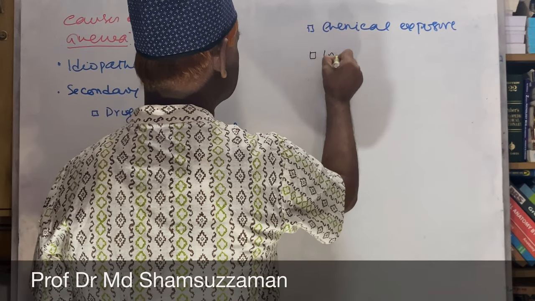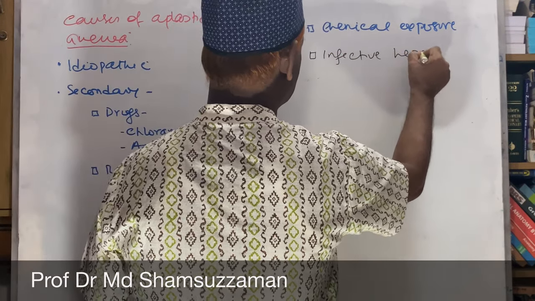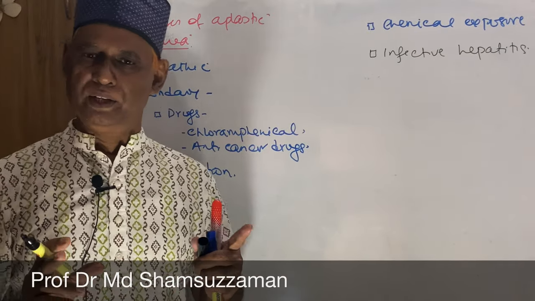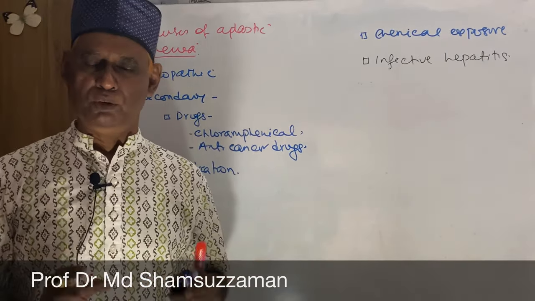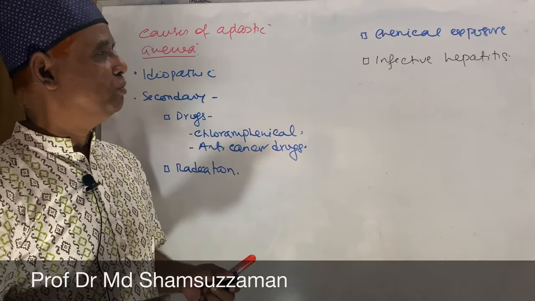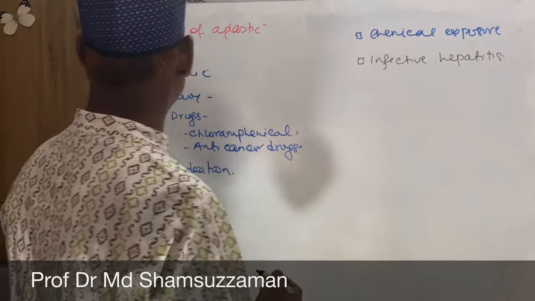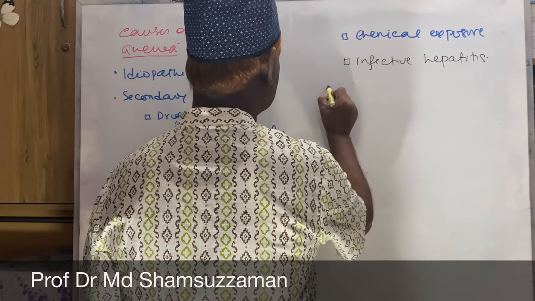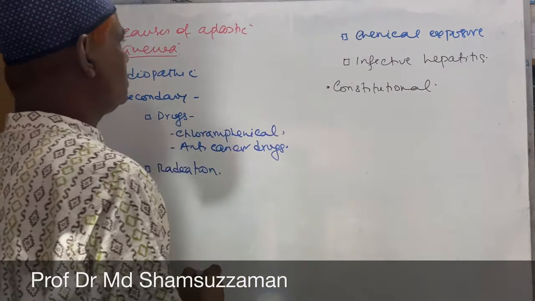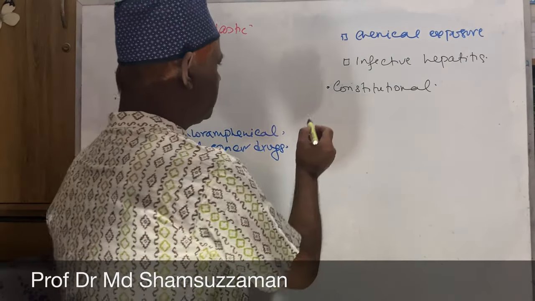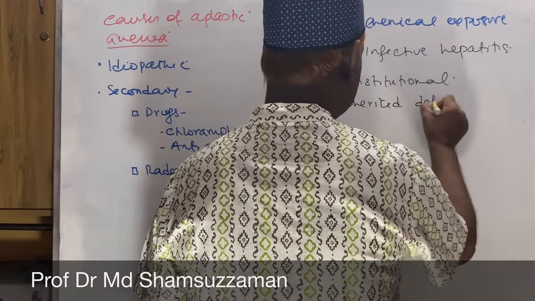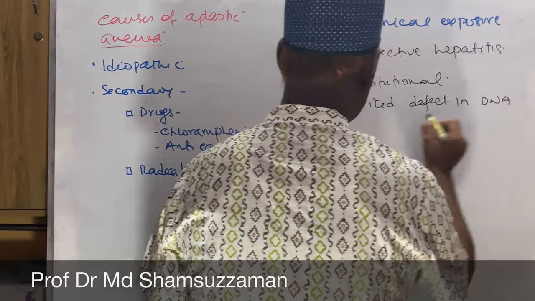Then infective hepatitis. Nowadays, you know, if anybody suffers from hepatitis caused by virus C, he or she may come to you with pancytopenia. And if you investigate that case, you can find aplastic anemia in a patient suffering from hepatitis caused by virus C. These are the secondary aplastic anemia. The third one is constitutional. The example of constitutional aplastic anemia is inherited defect in DNA repair.